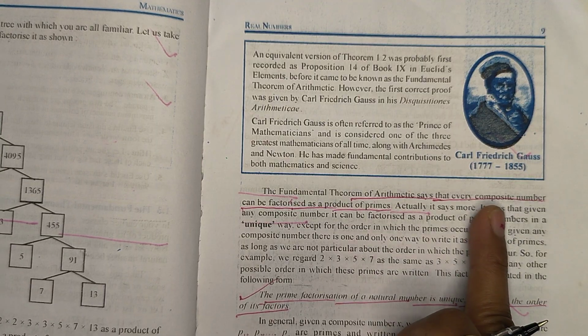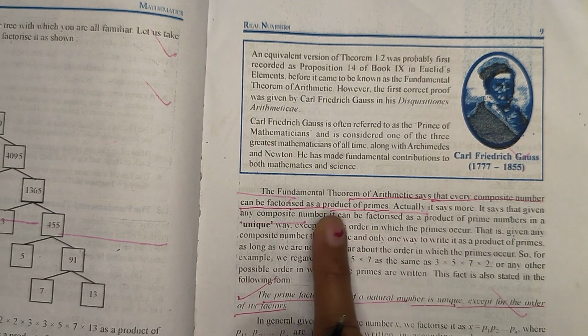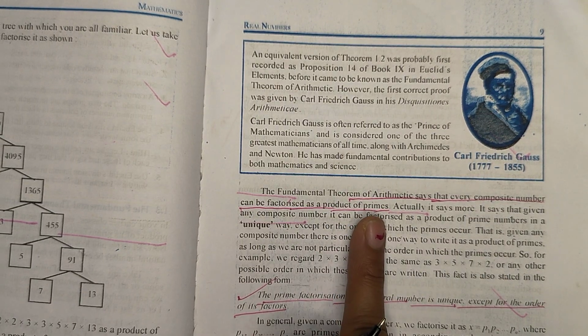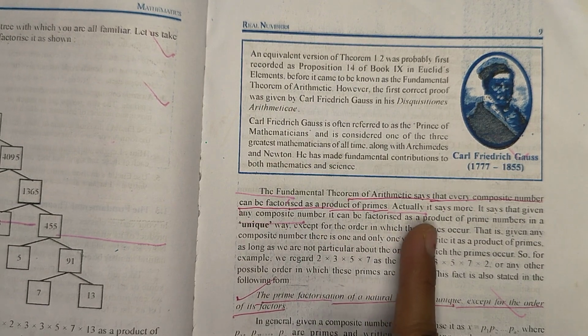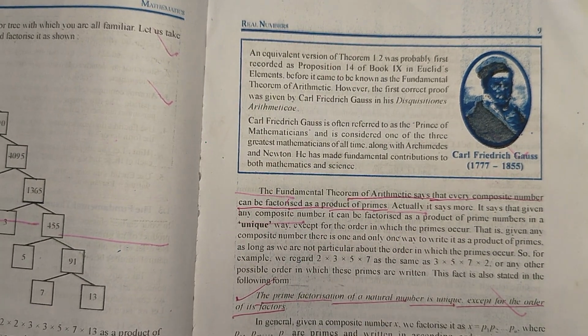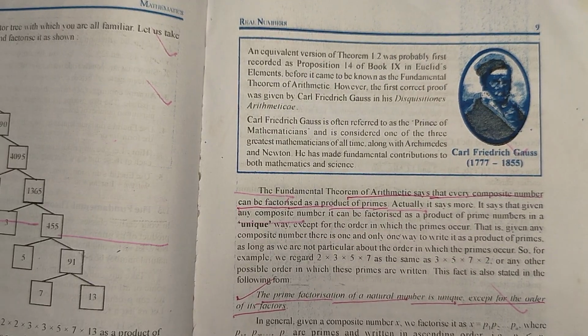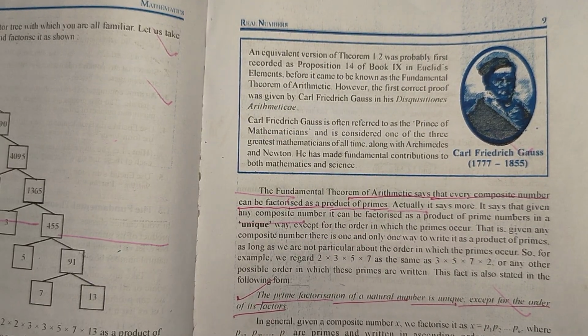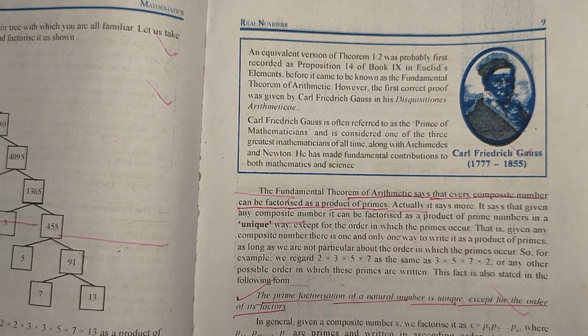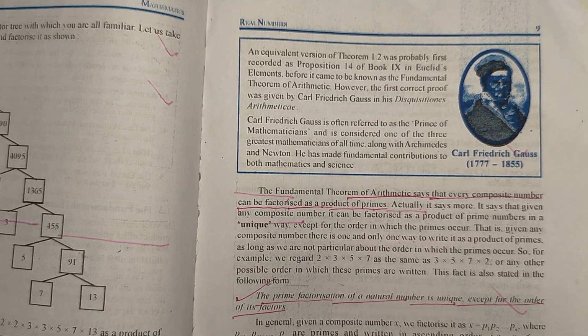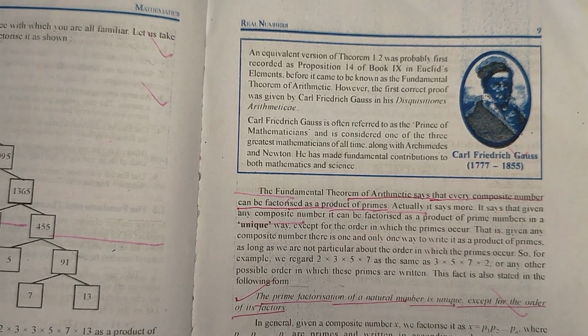A composite number has more than 2 factors, and a prime number has only and only 2 factors. So a composite number equals a product of primes. The fundamental theorem says it like that. Or, every product of primes is unique, but its order doesn't matter.